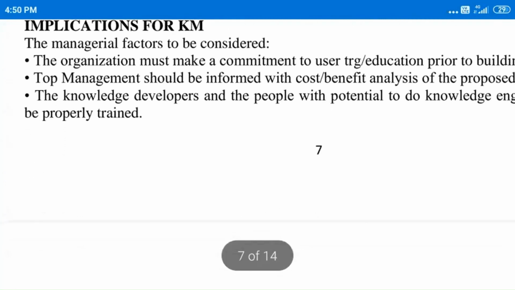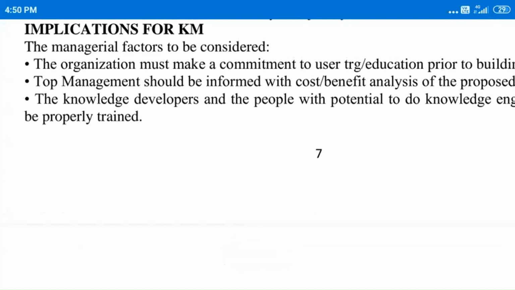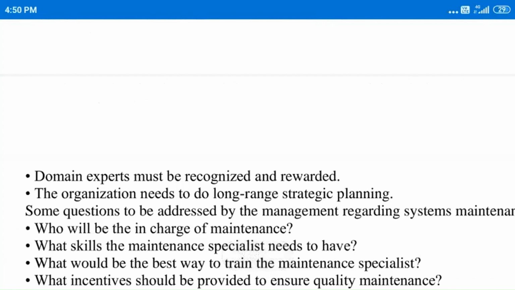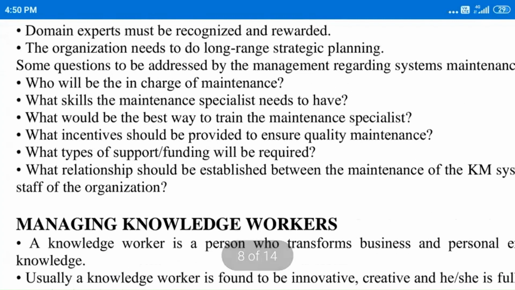And next is the implication for knowledge management. The organization must make a commitment that user training will be provided for building this system, and a cost benefit analysis is to be done. And the domain experts, the persons who are directly involved in the preparation of that project or knowledge management system, should be recognized and rewarded enough. And based on long term strategic planning, activities should be taken to retain those experts.